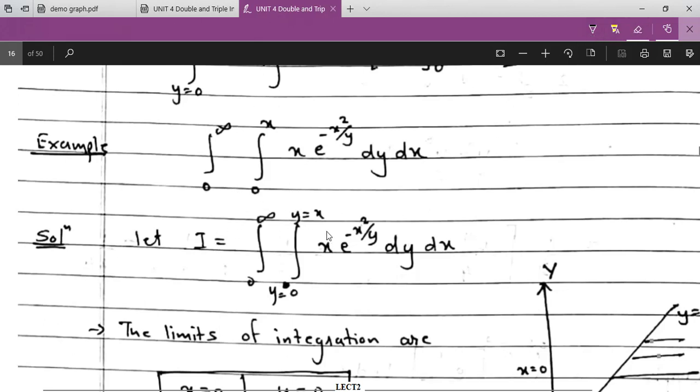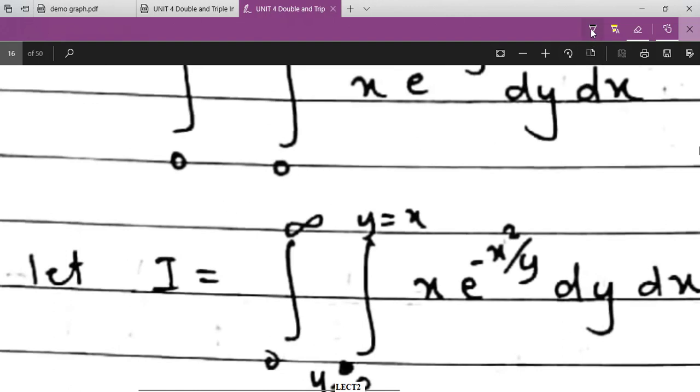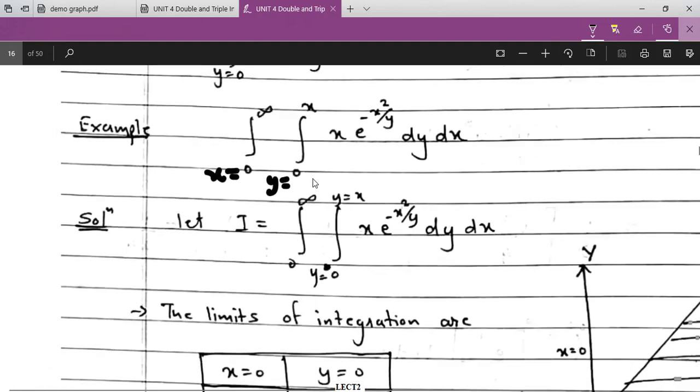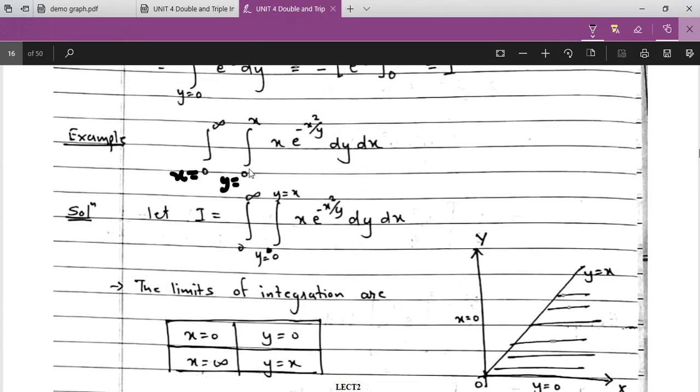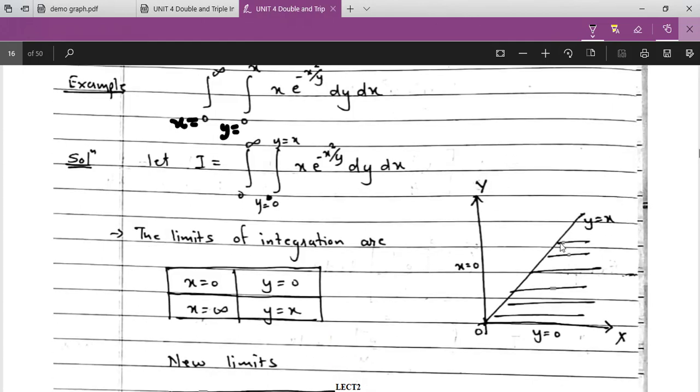And now here, see here it is a variable x, so it is of the form y is equal to g2 of x. So first thing is, I will write the given equation and draw a rough sketch. So y is equal to 0 to y is equal to x. So y is equal to x is nothing but what? That is your straight line, okay?